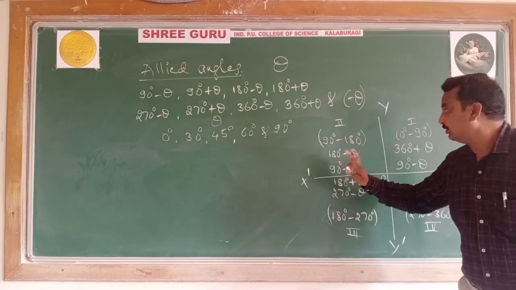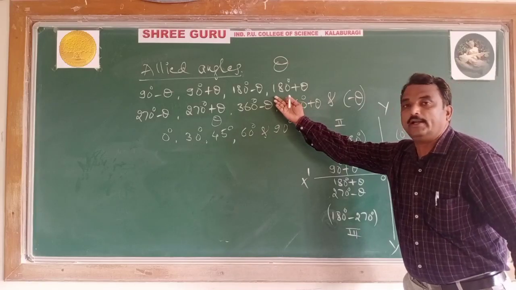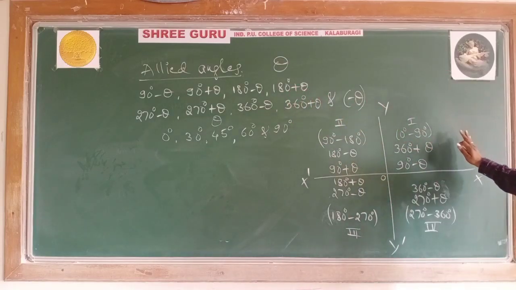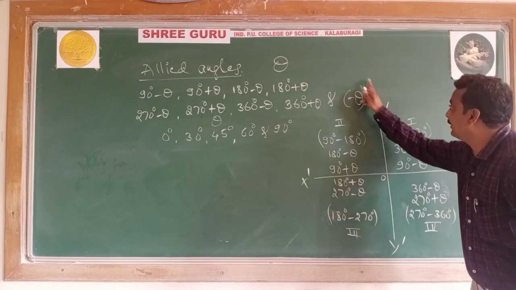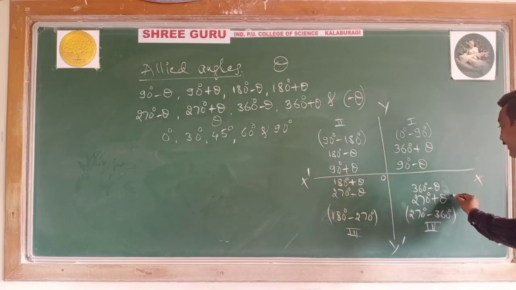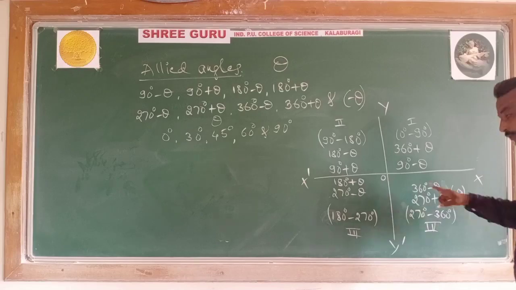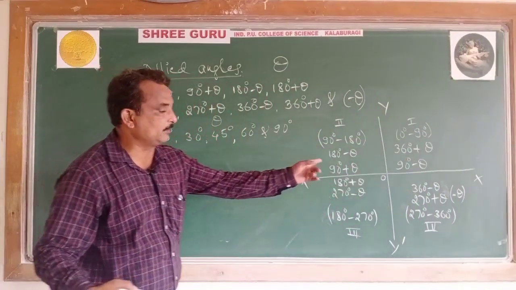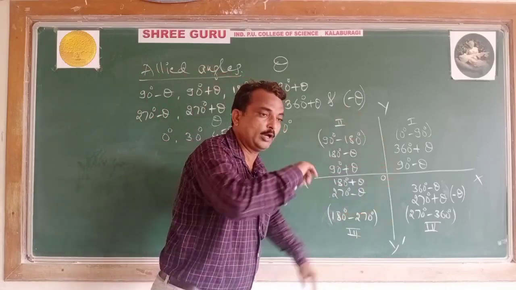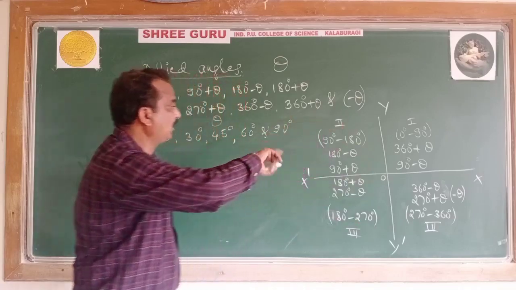Here I have shown all these allied angles with their respective positions. In each quadrant, two allied angles lie. But minus theta is a negative angle. A negative angle is taken in the clockwise direction, so minus theta falls in the fourth quadrant where theta is an acute angle, for example minus 45 degrees. A positive angle is read in the anti-clockwise direction.